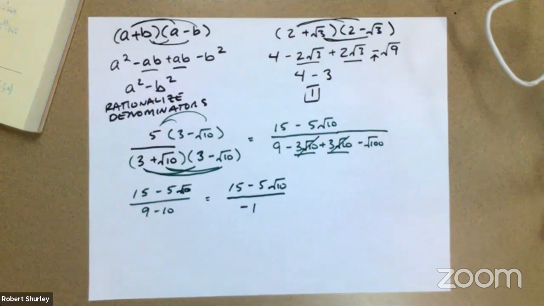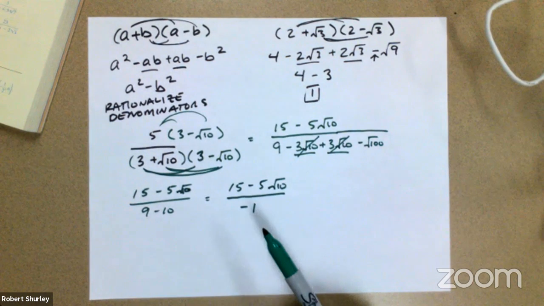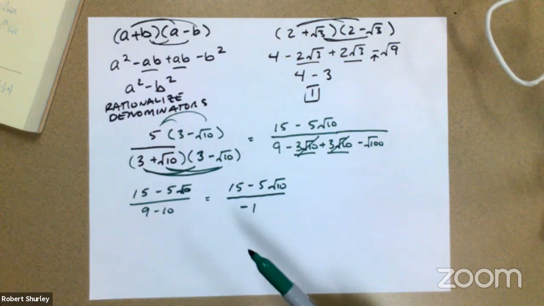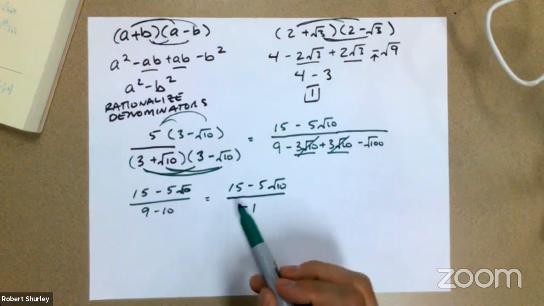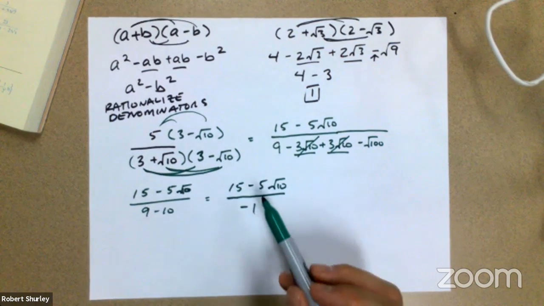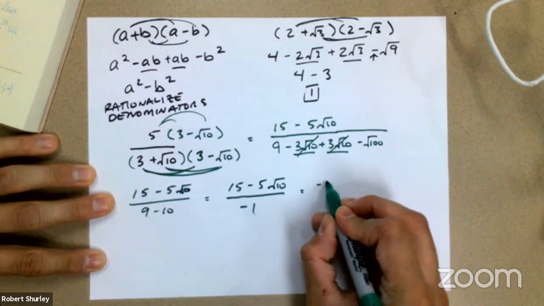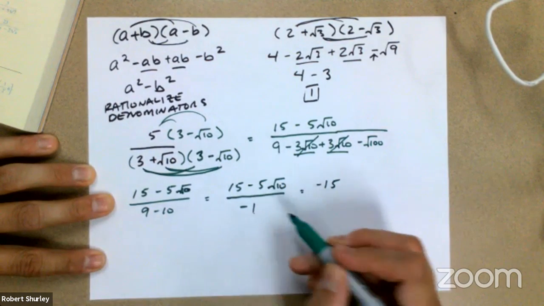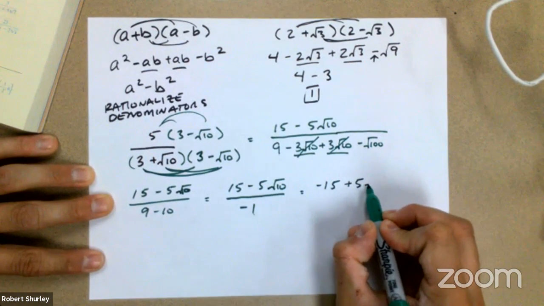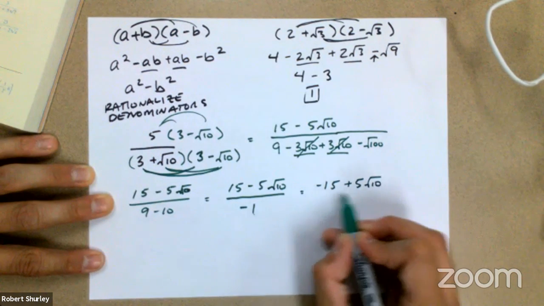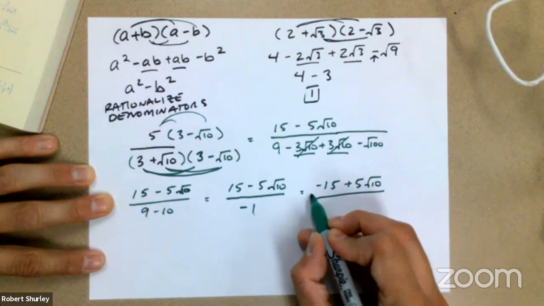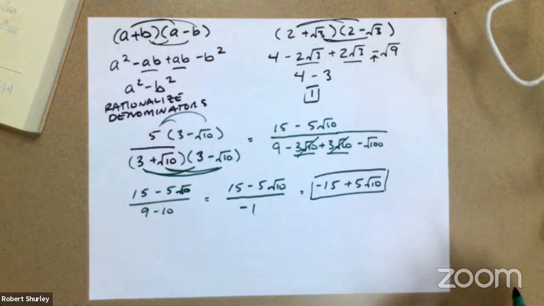Kind of cool. Now, technically, we have rationalized the denominator. This is a rational number, -1 is. We just don't leave -1s or 1s in the bottom. So we're going to divide all 3 parts by -1. 15 divided by -1 is -15. -5 divided by -1 is just +5. And then really there's a 1 in the denominator now, so we're done.